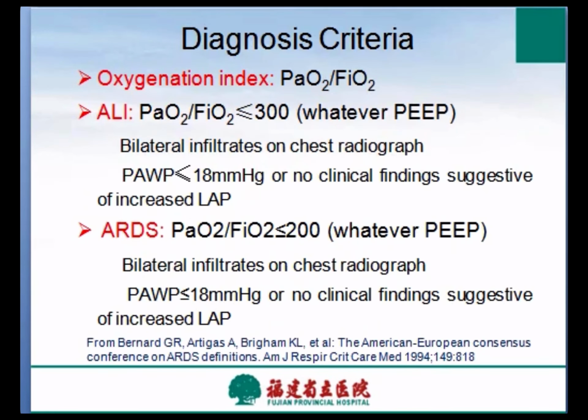And the oxygenation index is very important for the diagnosis of acute lung injury. The oxygenation index is the pressure of arterial blood oxygen divided by the inhaled oxygen concentration. And it's the diagnostic criterion for acute lung injury. When the index is less than 300 regardless of PEEP, we call it acute lung injury. And when the index is less than 200 regardless of PEEP, we call it ARDS. And we know ARDS is a severe stage of acute lung injury. So the index change reflects the disease development.